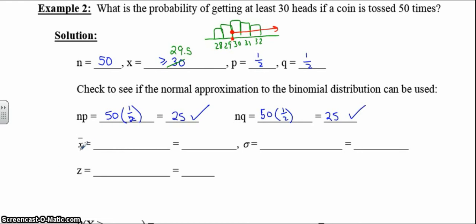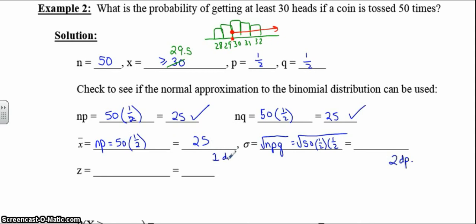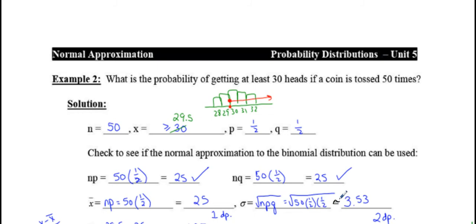So now we need to find the mean and the standard deviation. So the mean, the formulas were on the previous page, is n times p. So that's equal to what we did above, 25. So this work is the same as this work. The standard deviation is the square root of n times p times q. So it's the square root of 50 times a half times a half. Means, if appropriate, you'll round to 1 decimal place. In standard deviation, you round to 2 decimal places. So this is equal to 3.53. And of course, that should be approximately equal to.